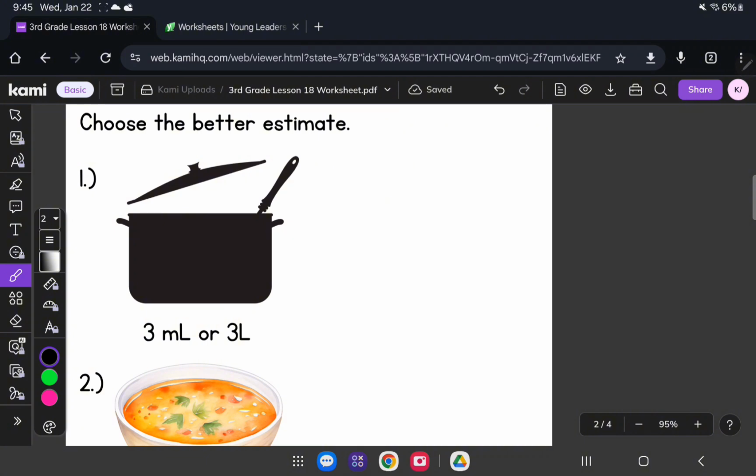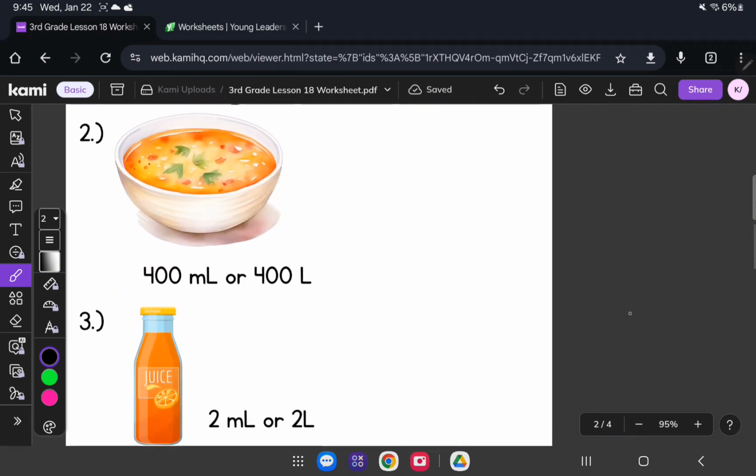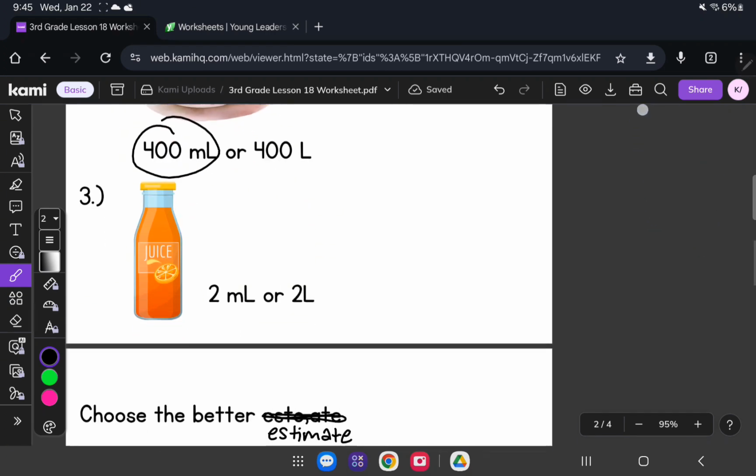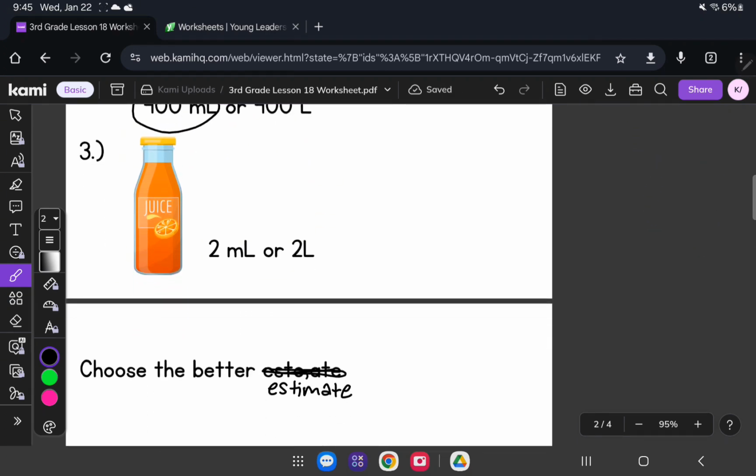Choose the better estimate, 3 milliliters or 3 liters. We know milliliters is too small for a pot like this, so we would want 3 liters. Here it says 400 milliliters or 400 liters. Now we know 400 liters is too big for this bowl, so we're gonna choose 400 milliliters. And for this cup of orange juice, we would want to use 2 liters because 2 milliliters is not going to fill up this whole bottle.